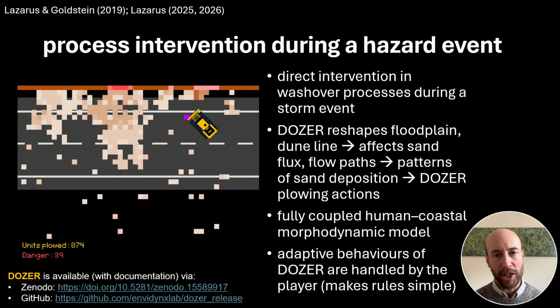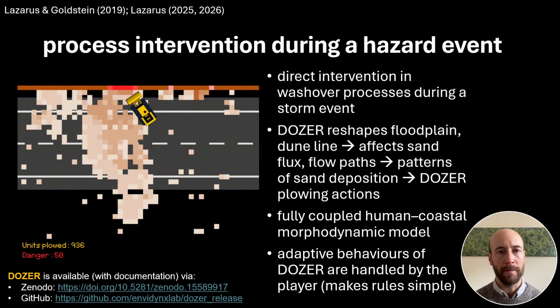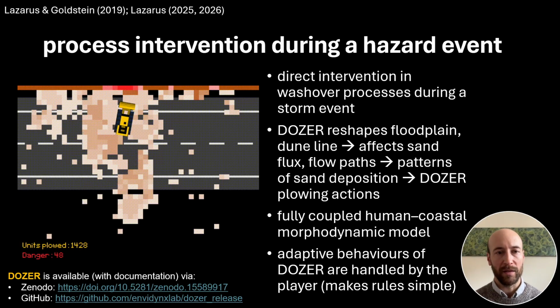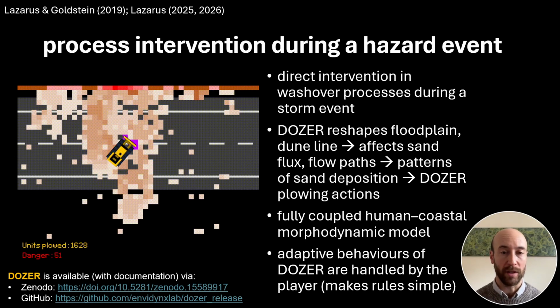But by reshaping the floodplain and reshaping the dune line, that is affecting sand flux onto the floodplain, onto the road. That is affecting the flow paths that overwash flow and sand deposition take. If it's affecting the flow paths of the washover, then that's affecting the patterns of sand deposition, and that's affecting where a dozer goes next. That's affecting my decisions as the bulldozer operator. That determines where I go plow next.